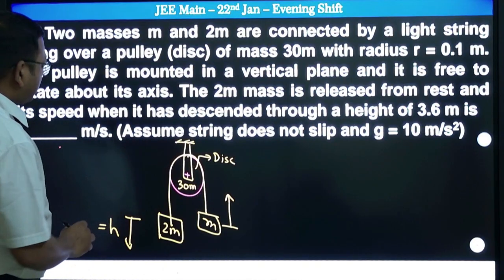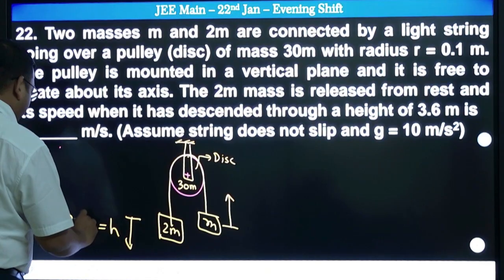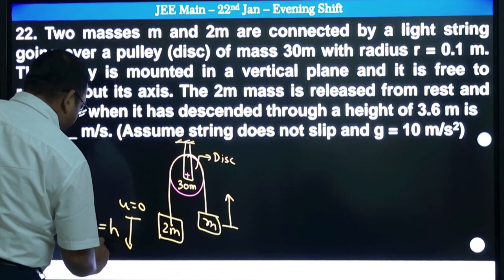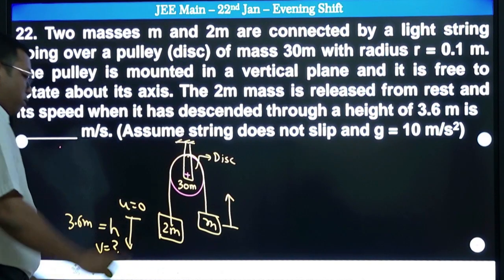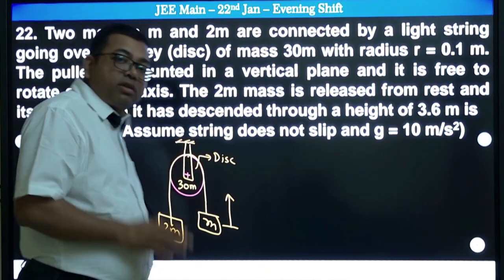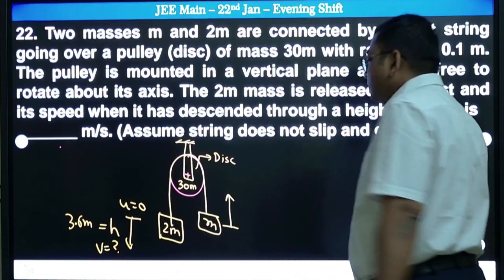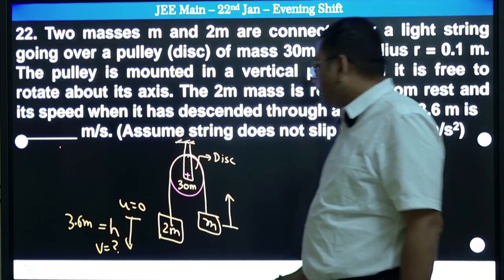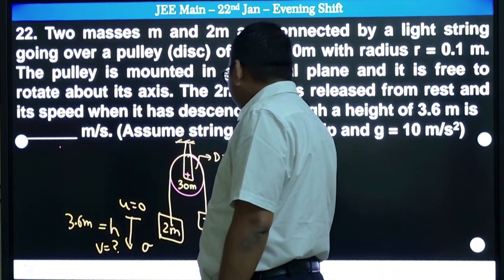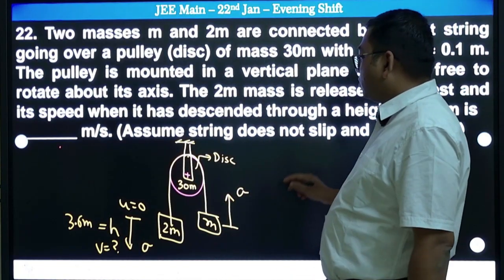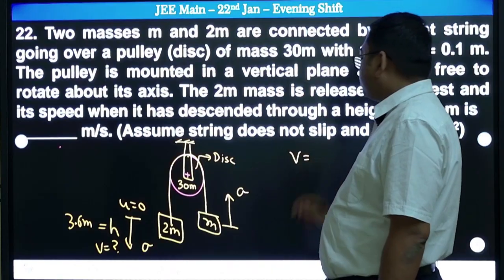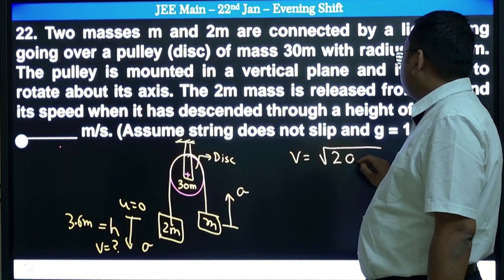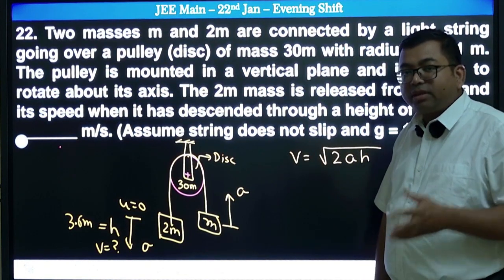How much height it is? 3.6 meters. Initial speed was 0. Finally, what will be that speed? That is what they are asking. Both the speed will be same, right? So what is that speed they are asking to calculate? So if you know what is the acceleration, then the game is over, because if you know what is the acceleration with which it is coming, right, that acceleration, if you know, then v is equal to root under 2ah. We can use that, right?